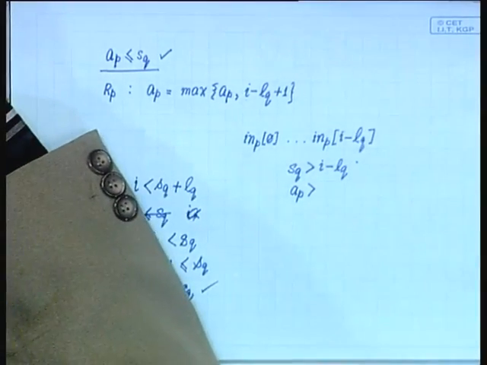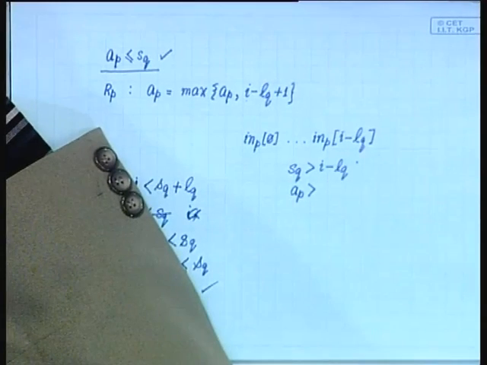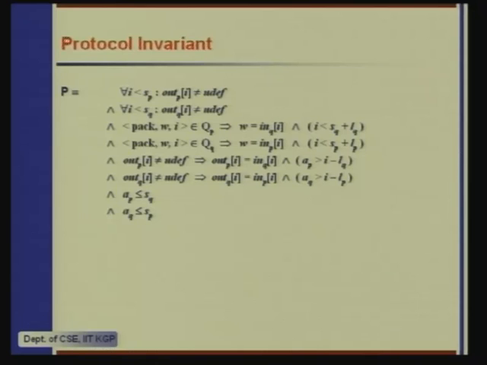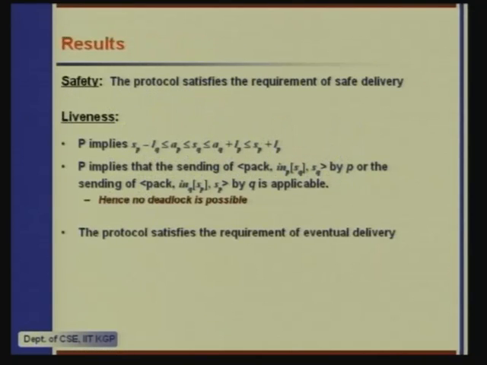Okay. So what we have done so far is we have proved this inequality, and with that we want to prove the safety and liveness properties of the protocol. That is, we want to show that the protocol satisfies the requirement of safe delivery, and we will show that the protocol satisfies the requirement of eventual delivery, both of which are required for the correctness of the protocol. In the next class, we will look at the proofs of this safety and liveness. Thank you.